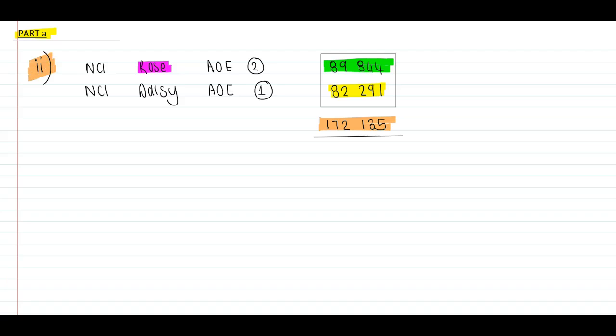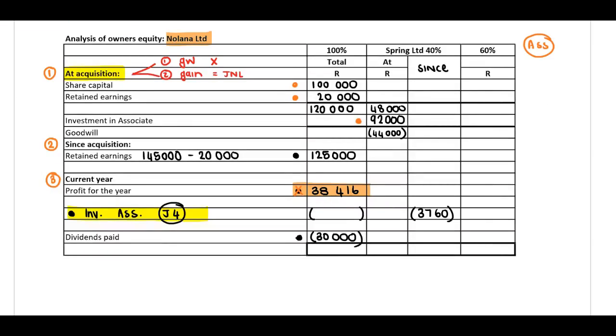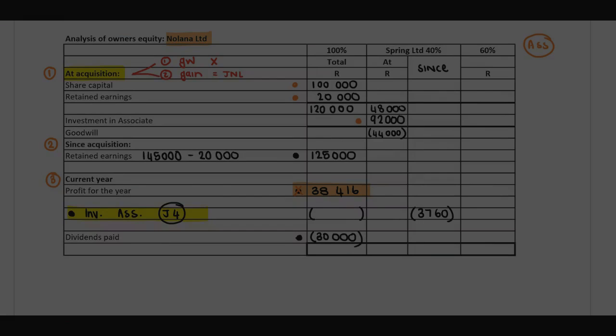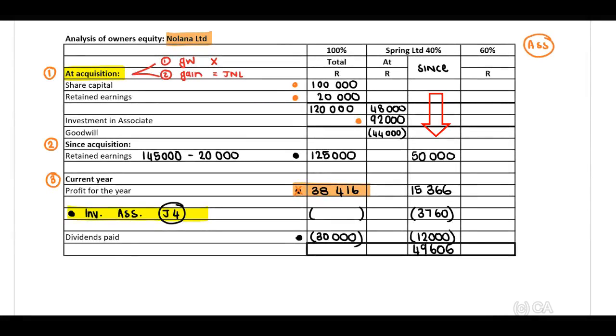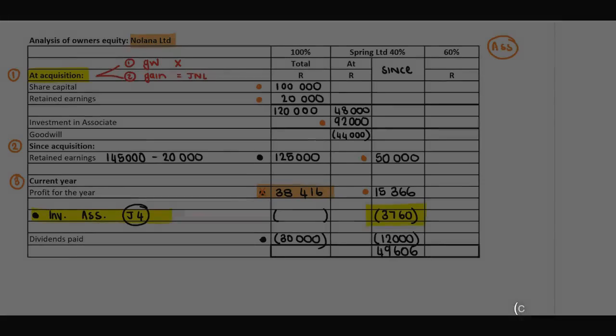We still have to complete our analysis of owner's equity of Nolana. I've allocated the since acquisition retained earnings of 50,000. I've allocated the profit for the year, 15366. We've included our journal. Remember, guys, this amount will not influence the profit. And I have included the dividends.